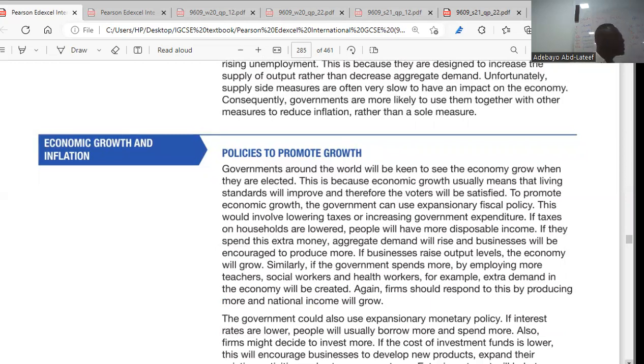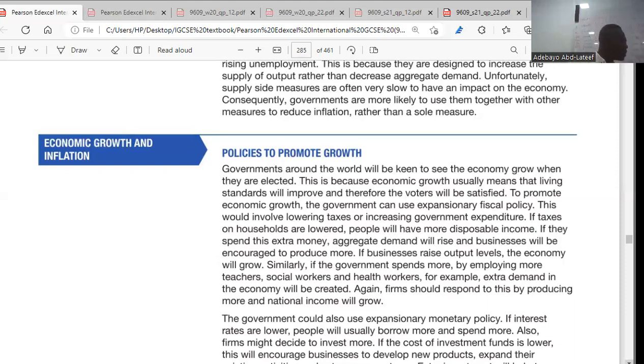So, policies to promote growth. Every government wants the economy to grow, because if the economy is growing, it means the trust you have placed in them is yielding a positive return. Yes or no? Good. So, what happens with this? Government could use what they call expansionary fiscal policy. Fiscal policy is the use of taxation and subsidy to correct or to control the economy.